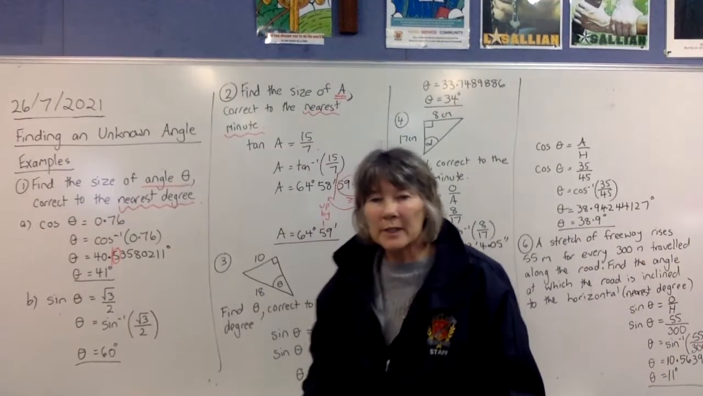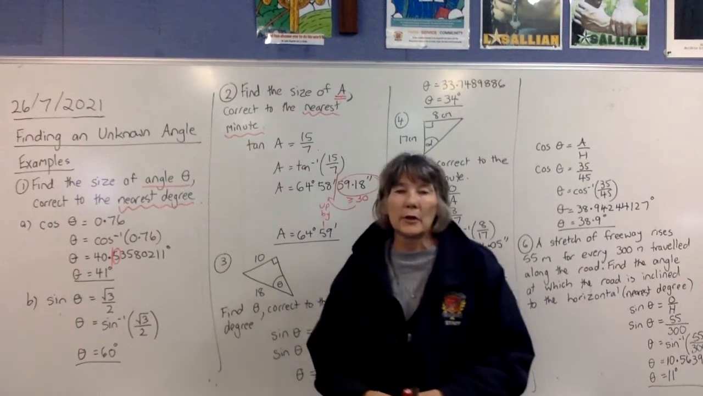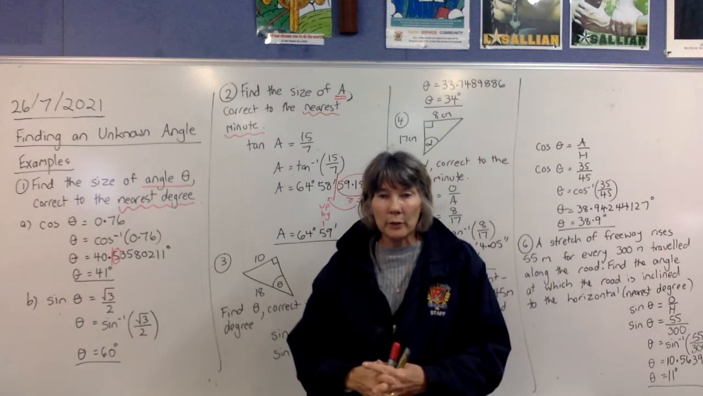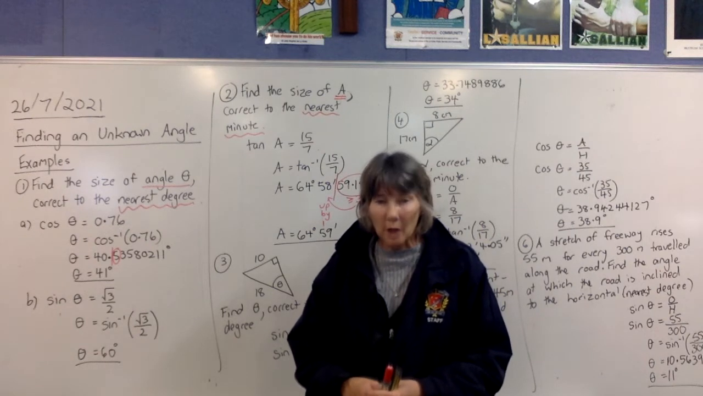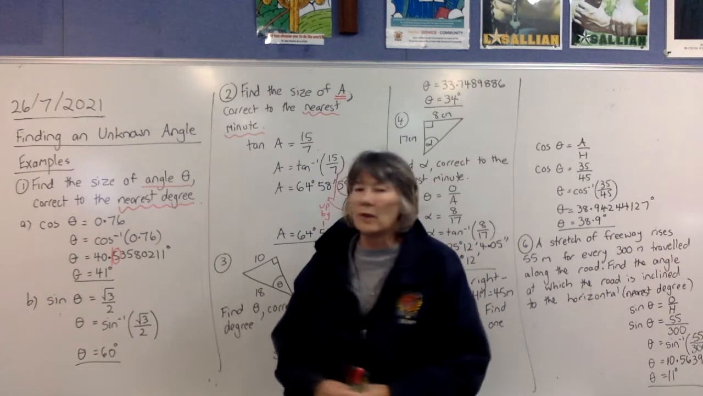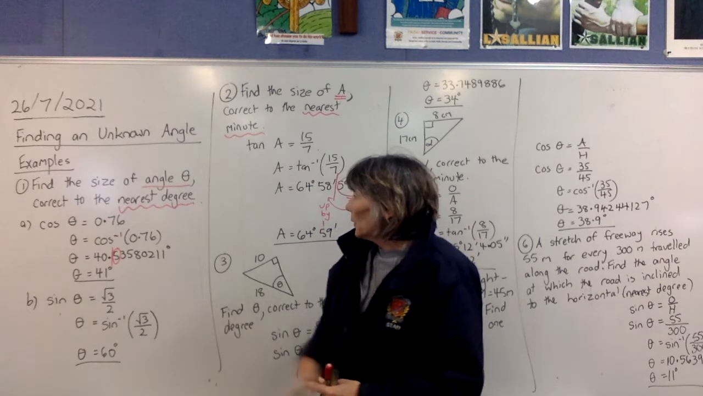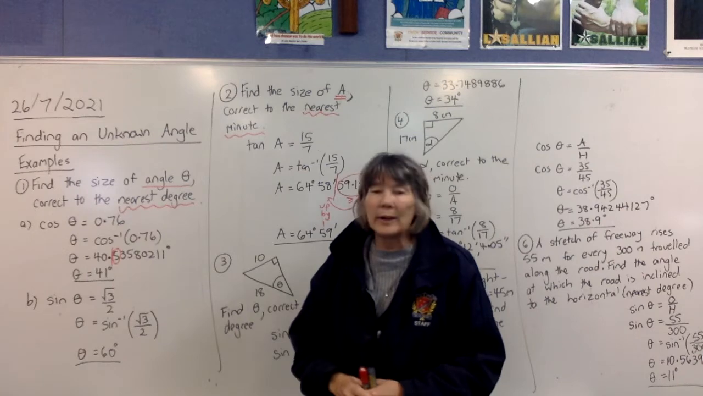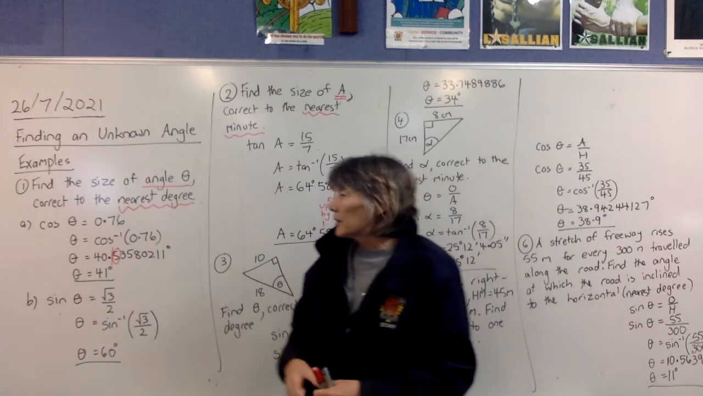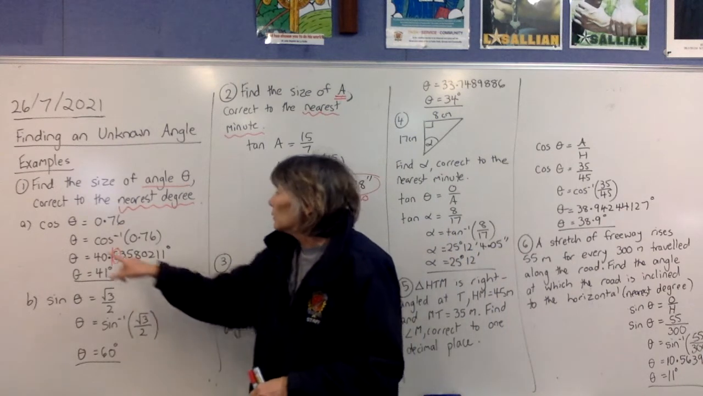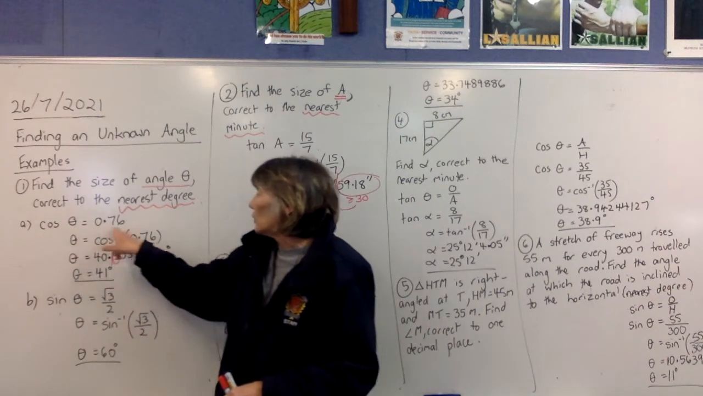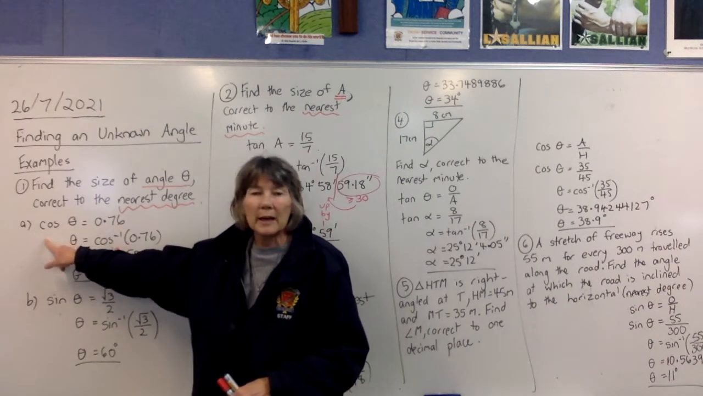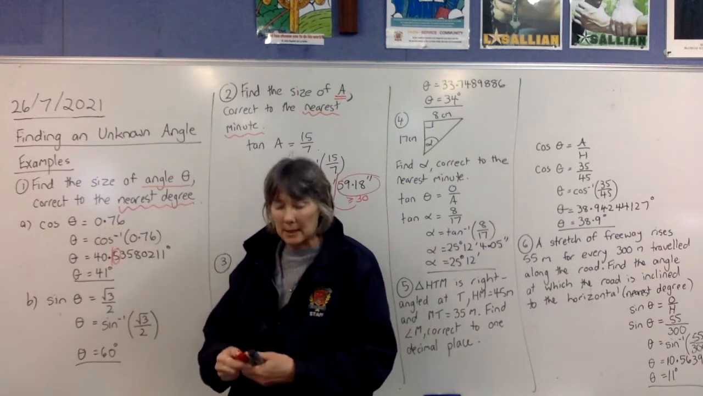Okay boys, so today we're doing finding an unknown angle. Up to this point in trig we've been finding the length of a side, but now we're going to be finding an angle. So in this first question it says find the size of angle theta, correct to the nearest degree. Now these ones you're not going straight off the triangle, we're just looking at what they've given you here, which is cos theta equals 0.76.